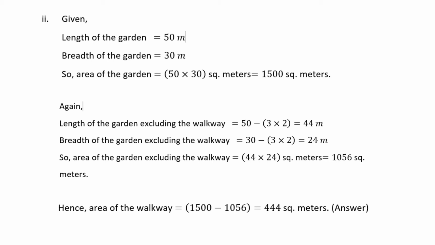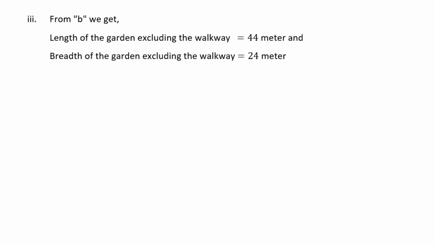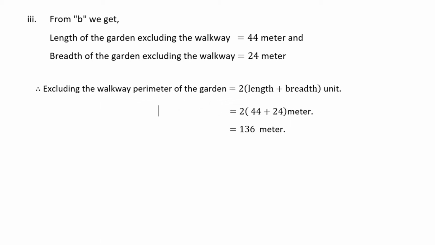Now let us jump forward to the third question. From B we get that length of the garden excluding the walkway is 44 meters and breadth of the garden excluding the walkway is 24 meters. Okay, that's cool. Now, excluding the walkway, the perimeter of the garden is 2 times length plus breadth. That means 2 times 44 plus 24. 44 plus 24 is 68, and 68 times 2 is 136 meters. That means excluding the walkway, the perimeter of the garden is 136 meters.